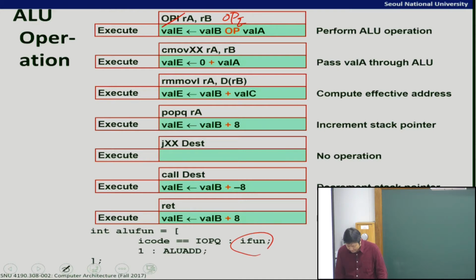And for the rest of the cases, we always do add, right? Because this ALU will always be used as an adder in the other cases. So in summary, if this instruction is an OPQ instruction, then we do whatever is specified by ifunc, the second field of the opcode. Otherwise, we always set this ALU to do add.